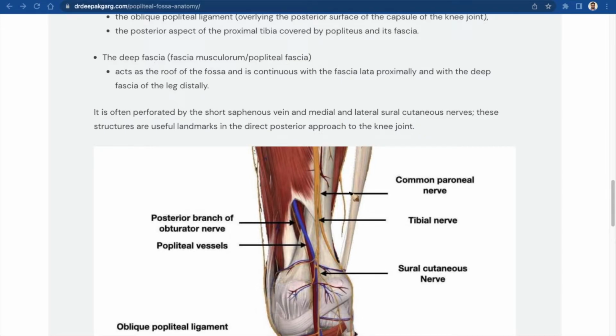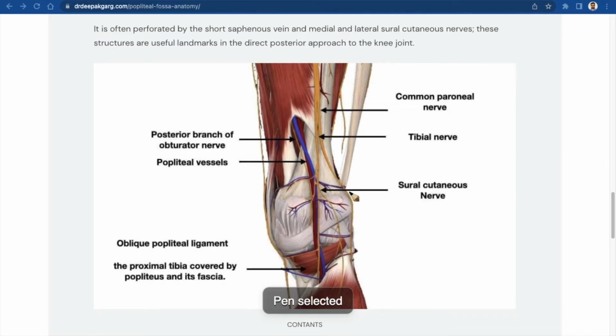Then these are the main contents of the popliteal fossa. These are the popliteal vessels we can see, and this small nerve lying just medial to the popliteal vessels is a posterior branch of the obturator nerve, and this is the sciatic nerve which is dividing into two branches, the common peroneal nerve and the tibial nerve.